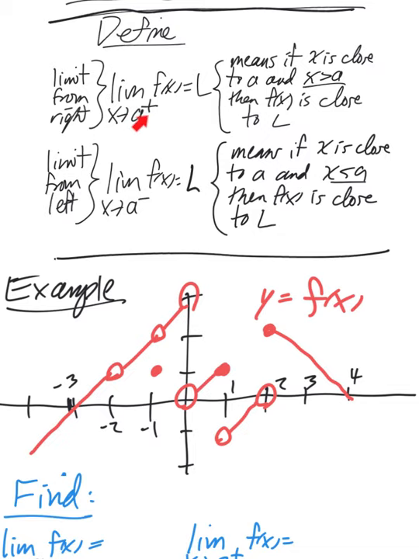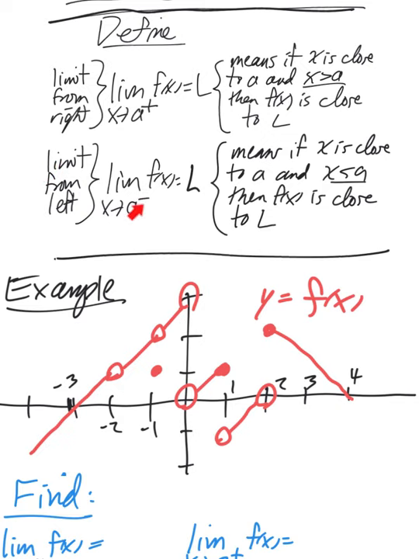Okay? The limit from the right, limit as x approaches a plus, means, again, if x is close to a, then f of x is close to L. But here, we only look at x that's greater than a. So x has to be close to a and greater than a for f of x to be close to L. Anything could happen when x is less than a.